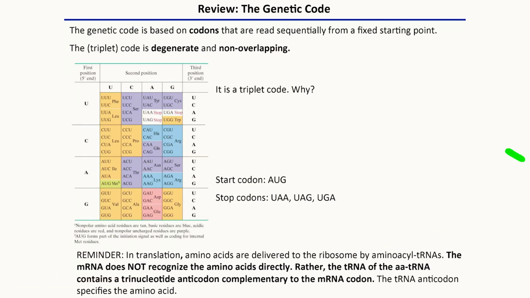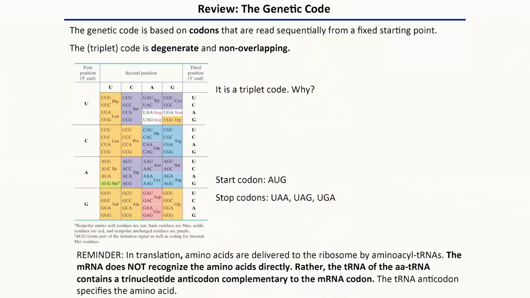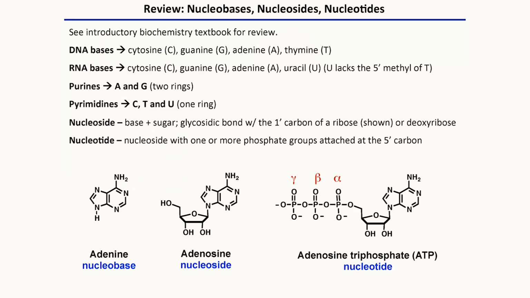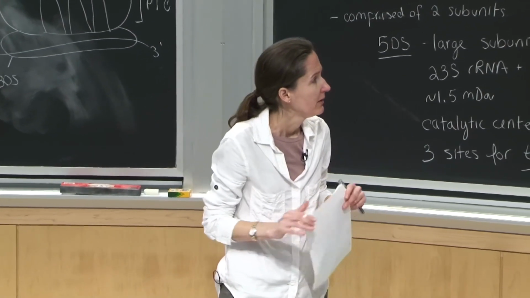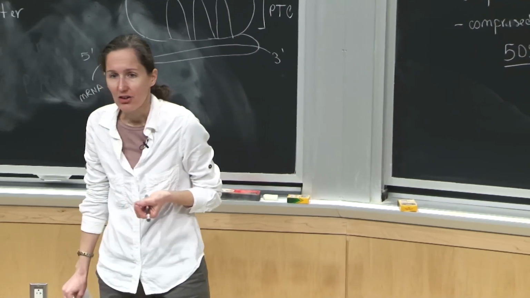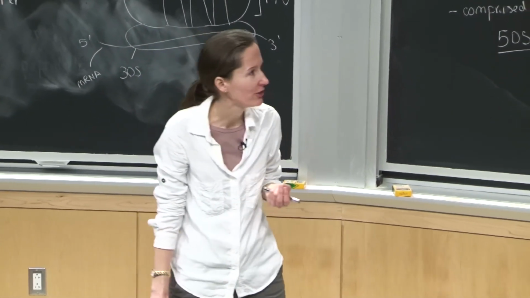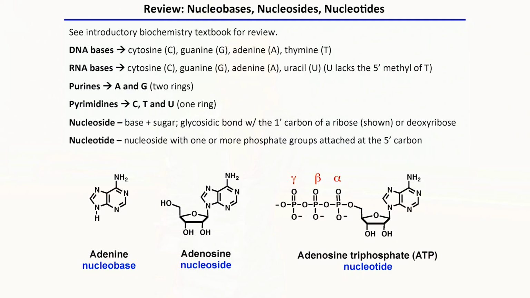Okay, and as a reminder, in translation, the amino acids are delivered by the aminoacyl tRNAs. So the mRNA does not recognize these amino acids directly. We need the tRNAs that allow this reading to occur. Throughout this section with the ribosome, we'll be referring to nucleotides, et cetera, by the letter abbreviations. There are chemical structures associated with these abbreviations, and it's important to know those and be thinking about those as you work problems, right?